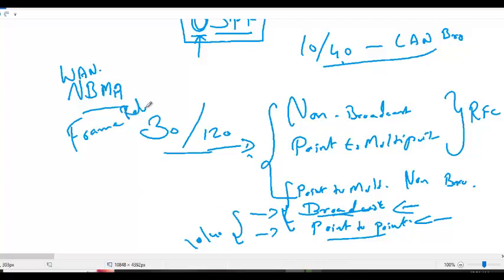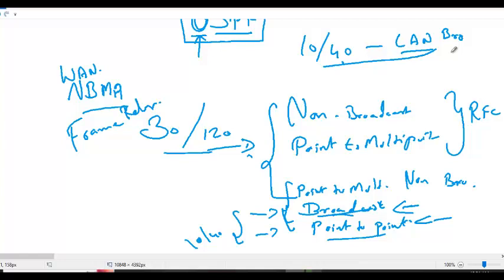So they may not go this deep in interview, but you need to have clarity. If they confuse, also you should not get confused. In a LAN, it is 10 and 40. In WAN, in NBMA, 30 and 120. 30 and 120.